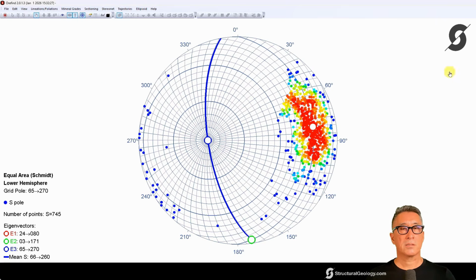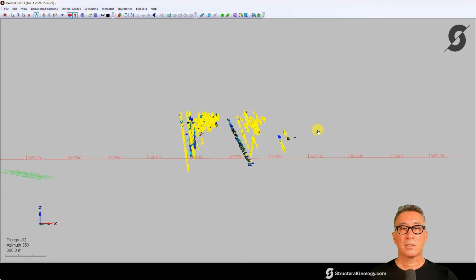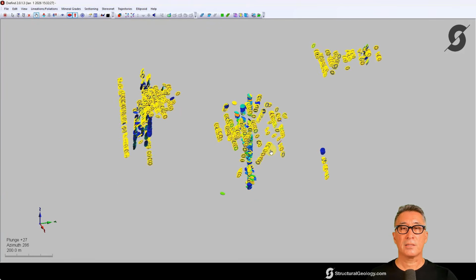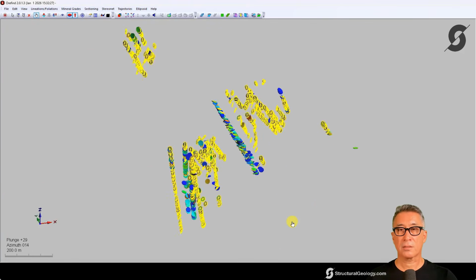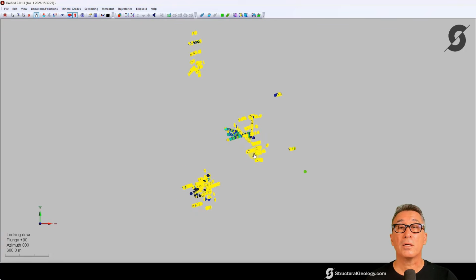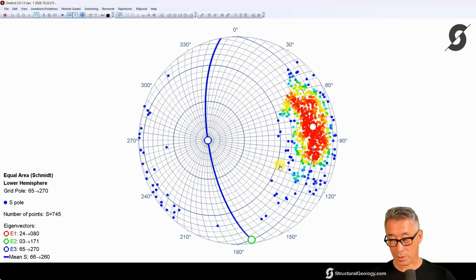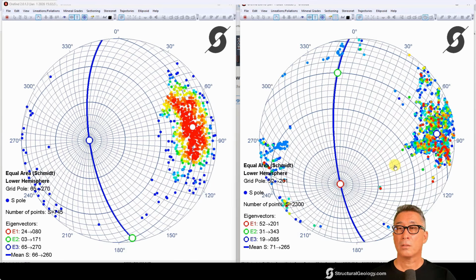All right, so this is approximately what it should be like. I've only selected data that is not misclassified, so it should be all striking north-south. Okay, let's look at it. There you go. So this is my LVA result.